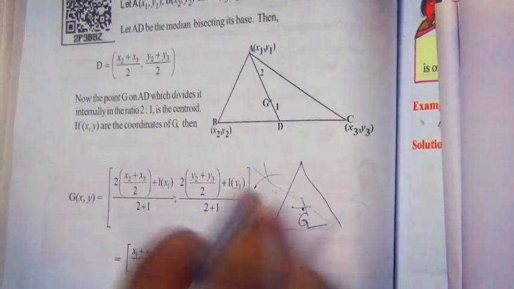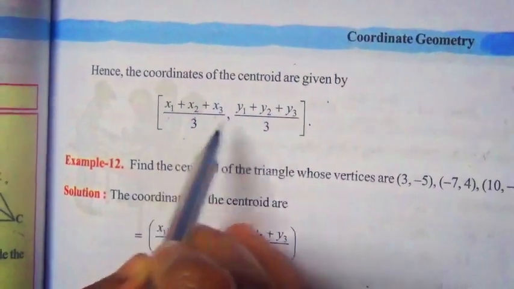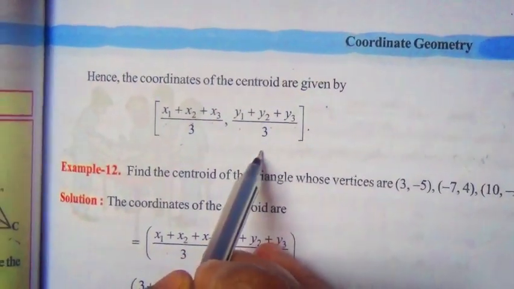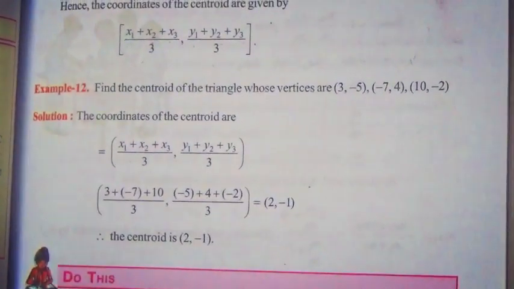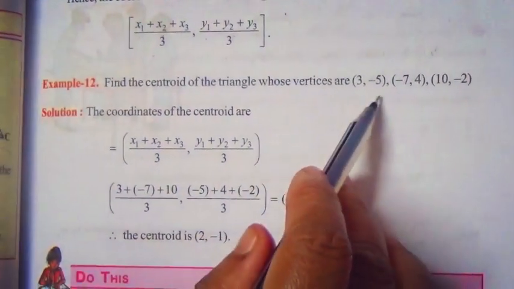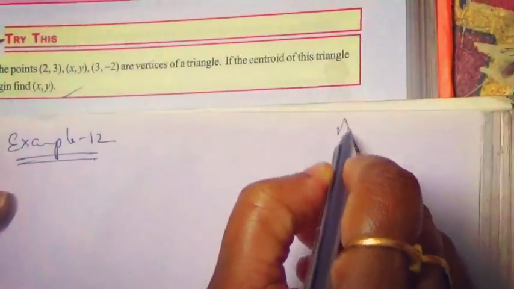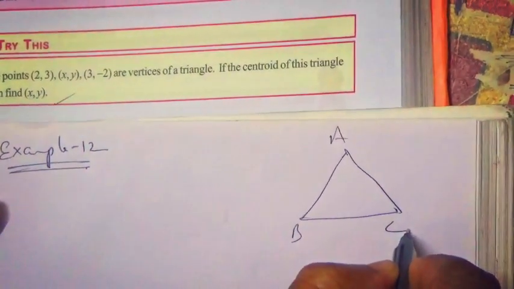For the centroid, we use the formula: x1 plus x2 plus x3 by 3, y1 plus y2 plus y3 by 3. It is the formula for the centroid. By using this formula we do all these sums. Example 12, I'll explain this. Find the centroid of the triangle whose vertices are, vertices meaning the corners A, B, C of your triangle.